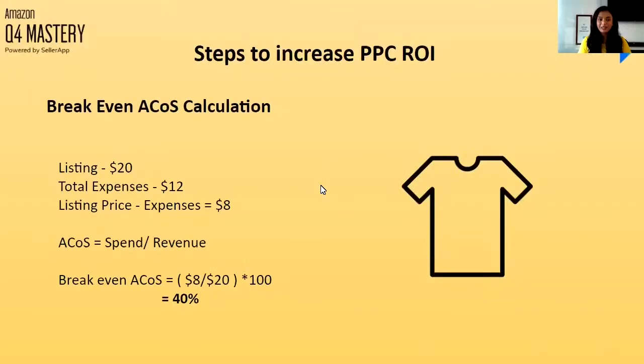Consider a product that's listed at $20 on Amazon. The total expenses, let's assume, come up to $12 with all the 8 factors considered. The listing price minus the expenses comes up to $8. ACoS, which is defined as spend divided by revenue, is the same formula used to calculate the break-even ACoS point. In this case, the total expenses divided by the revenue, multiplied by 100, comes up to 60%, is the break-even ACoS point for PPC for this particular product.